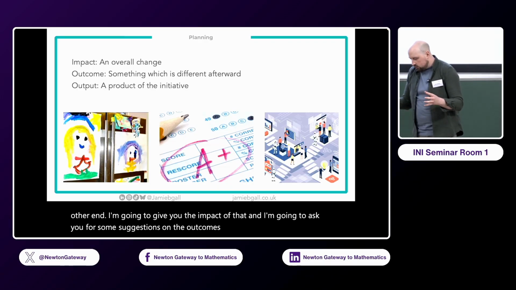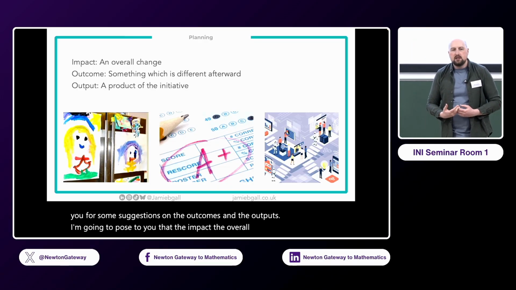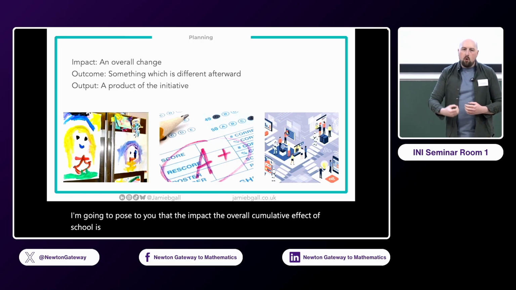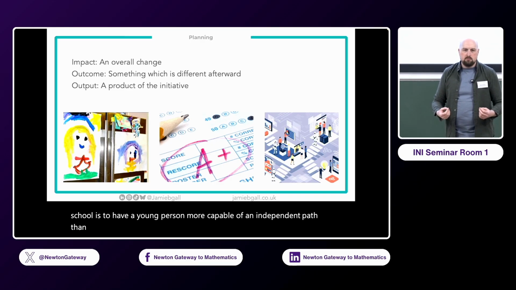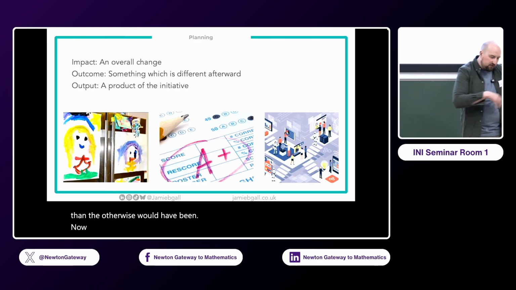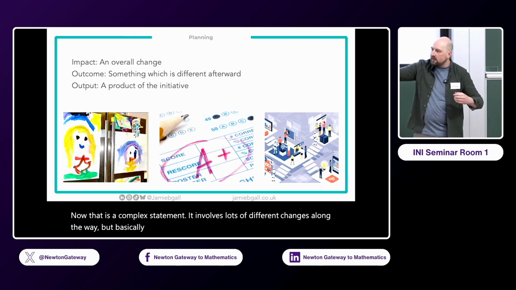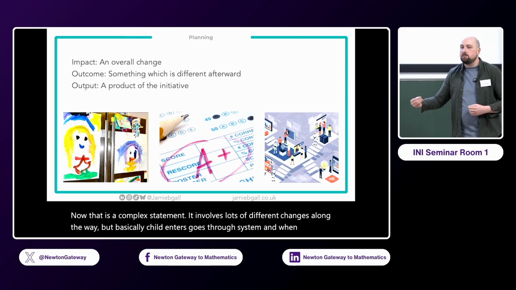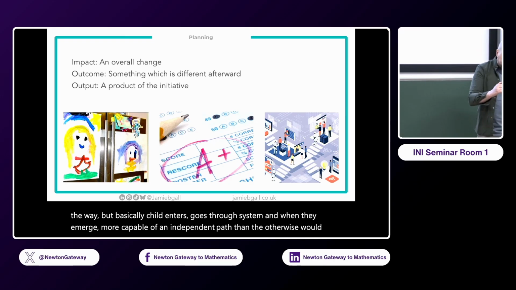I'm going to pose to you that the impact, the overall cumulative effect of school, is to have a young person more capable of an independent path than they otherwise would have been. Now that is a complex statement and involves lots of different changes along the way. But basically, child enters, goes through a system, and when they emerge, more capable of an independent path than they otherwise would have been. So let's go down a level.